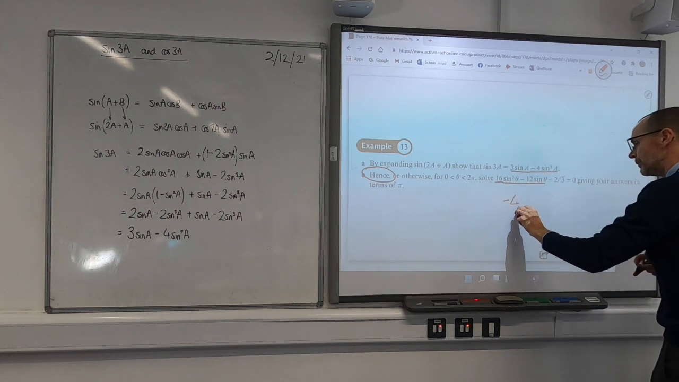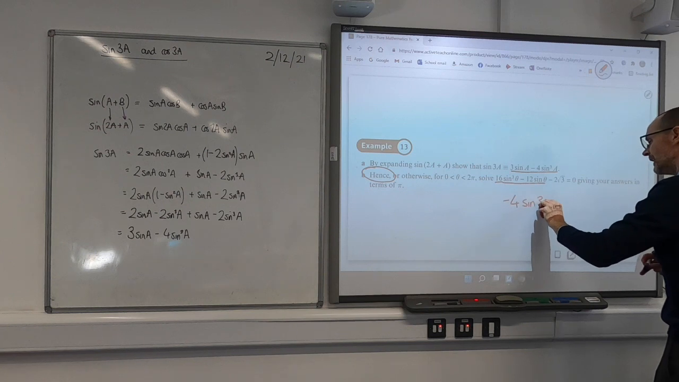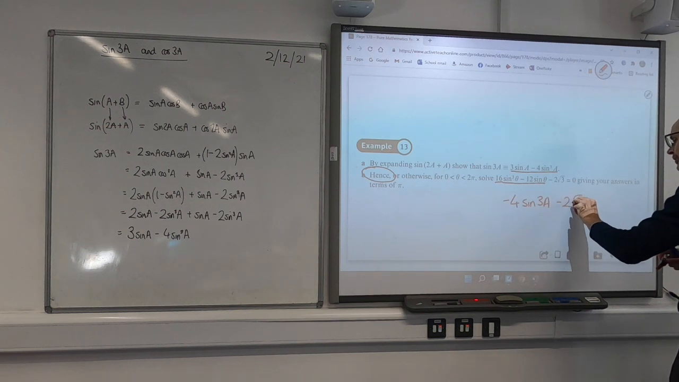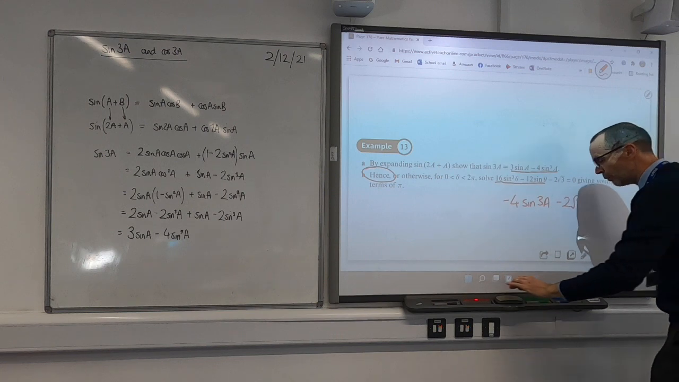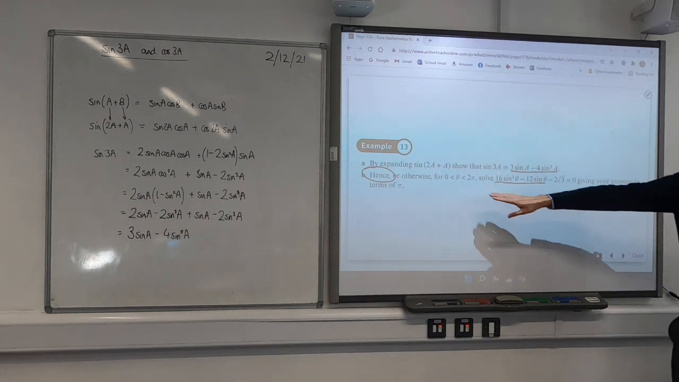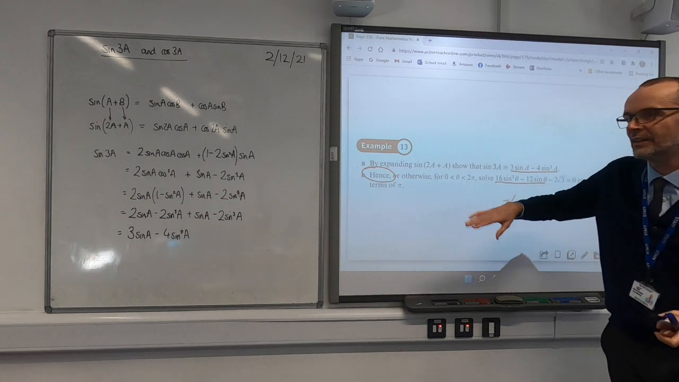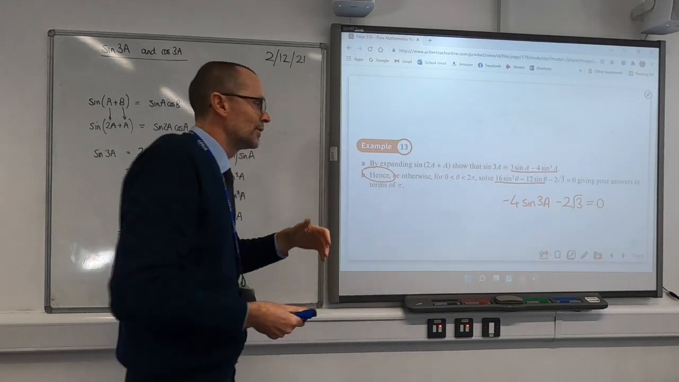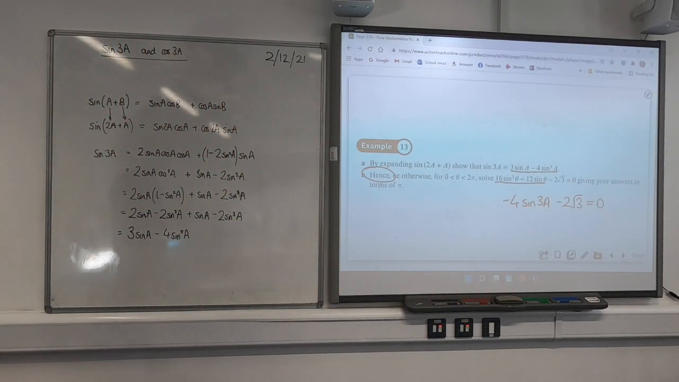So minus 4 sine 3a minus 2 root 3 equals 0. Why don't I need to use any identities here? Well, I've only got 3a, that's my only variable. So I can rearrange it to say sine 3a equals something. Triple my range of values. It's all the way to 6 pi. And then shift sign, work out all my solutions. Bob's my uncle. See if you can finish it off.